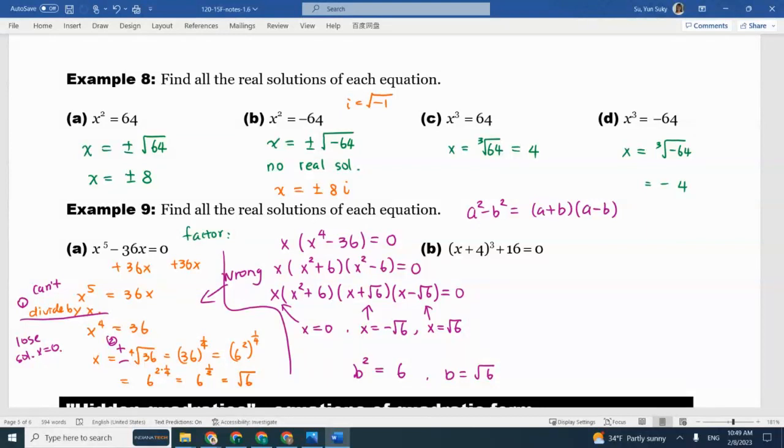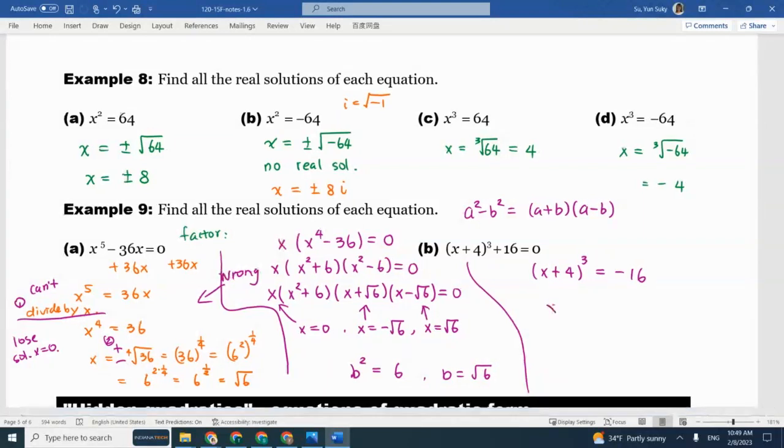Oh my goodness. Okay, we are seriously behind schedule. Do you mind if I finish part B really quick? Okay, this one is an easy one. So x plus 4 cubed. Isolate it. So move the 16 to the other side. It becomes negative. Right, everybody?